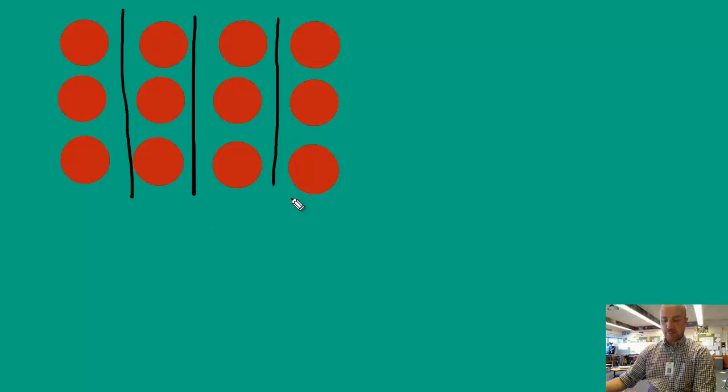Okay, and I have my 12 groups, and I'm dividing them by 4, right? Fourths. So I have 1, 2, 3, 4. So in each one of these fourths, how many is in there? There's 3, right? There's 1, 2, 3. Okay, so that's in 12.